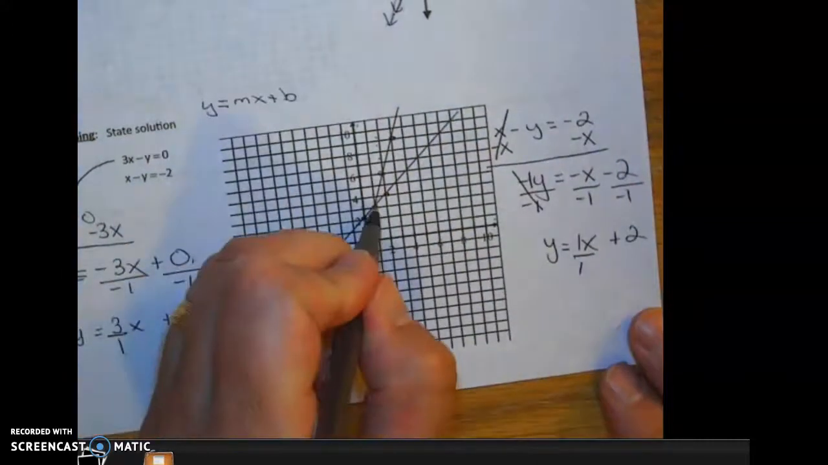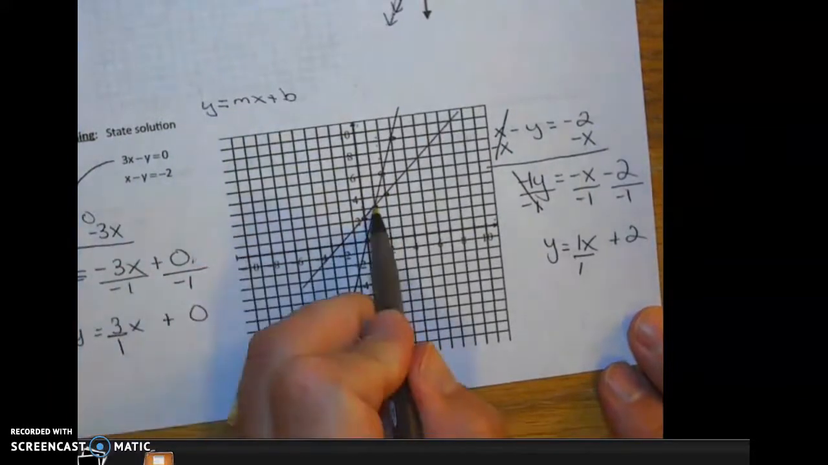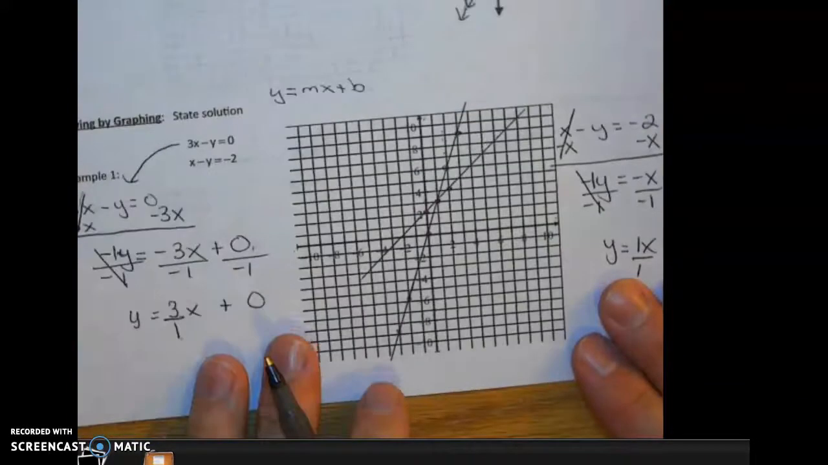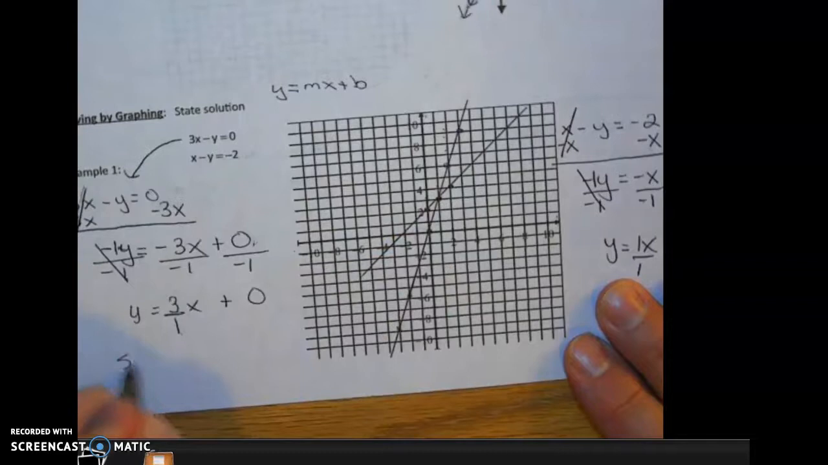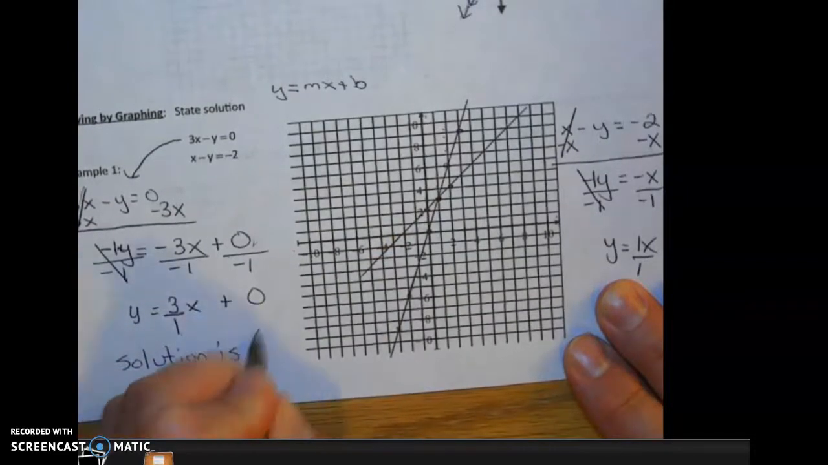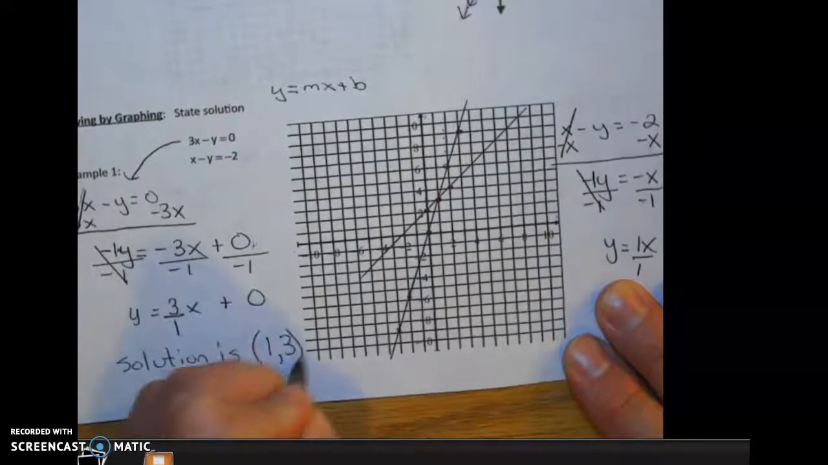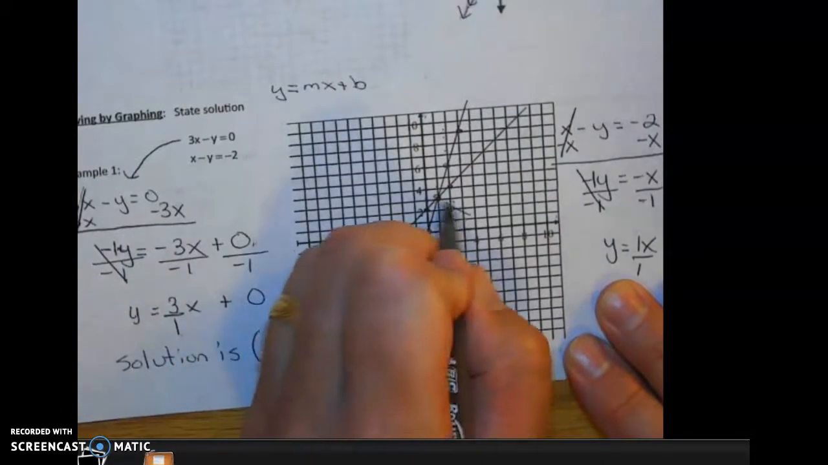So our point of intersection is right here. It intersects at one point, so there is going to be one solution. It's going to be (1, 3). So the solution is (1, 3) right there.